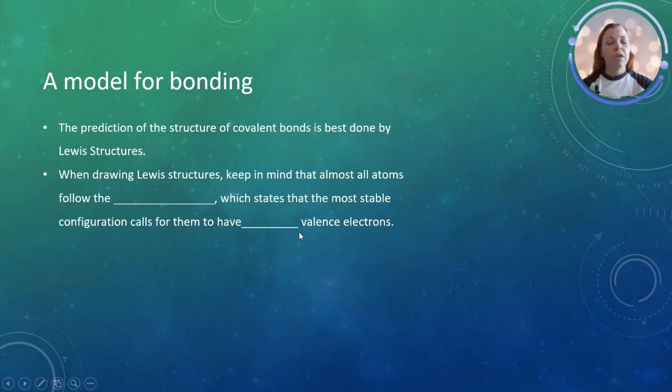a Lewis structure. When drawing Lewis structures, you want to keep in mind that almost all atoms follow the octet rule, which states that the most stable configuration calls for them to have 8 valence electrons. If you remember, the valence shell is made up of the outermost s and p orbitals with however many electrons occupy those two subshells. Because we can have 2 electrons in the s subshell and up to 6 electrons in the p subshell, that means that most atoms will have a full valence shell if they have 8 valence electrons.